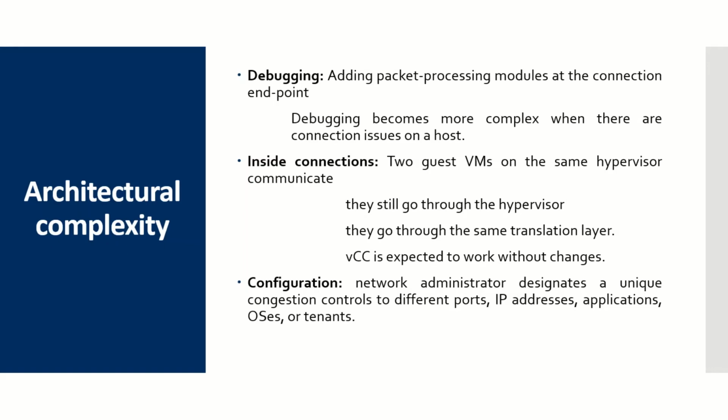And now debugging. Debugging adds packet processing modules to the connection endpoint. This makes debugging more complex when there are connection issues on a host. With inside connections, when two guest virtual machines on the same hypervisor communicate, they go through the hypervisor. This means they will also be passing through the same translation layer. Therefore, the virtualized congestion control will work without changes.